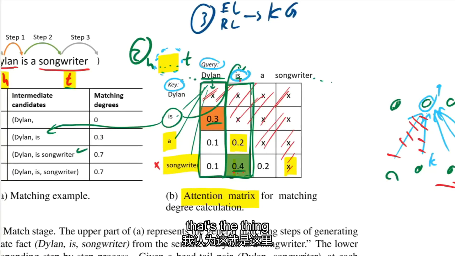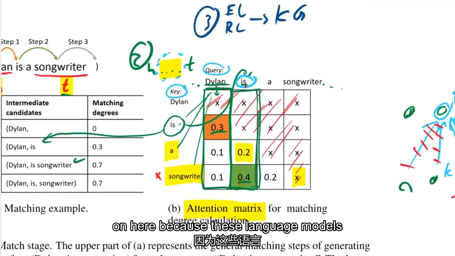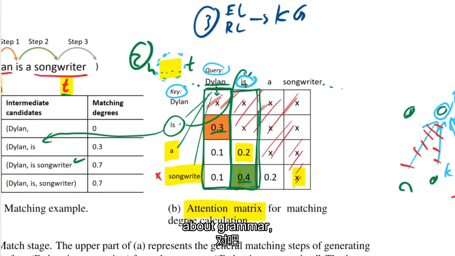I would think that's what goes on here, because these language models are a lot about grammar, right? A lot about how different words appear together frequently. So given "songwriter", it's kind of a mix between grammar and basic word knowledge. Given that "songwriter" is kind of an object here, the word "is", being the verb, is probably quite important for it.